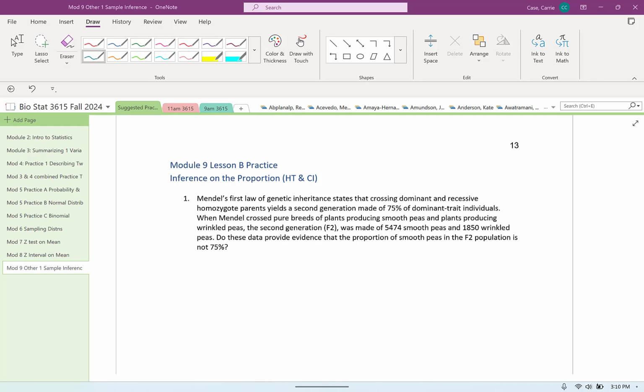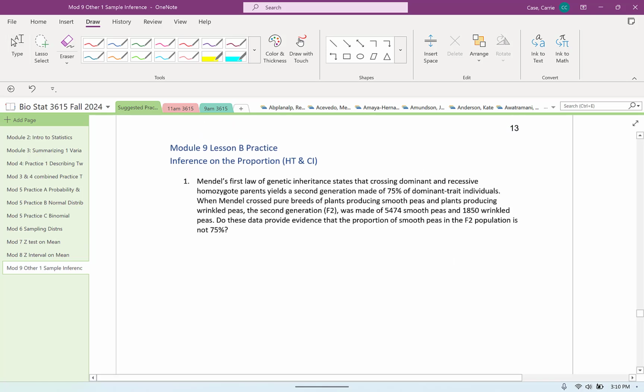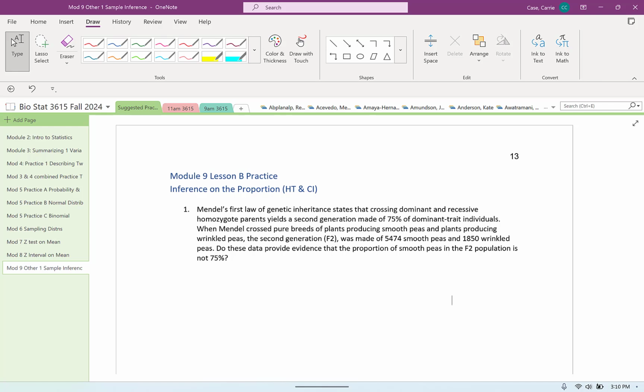All right, so Mendel's first law of genetic inheritance states that crossing dominant and recessive homozygote parents yields a second generation made of 75% of dominant trait individuals. When Mendel crossed pure breeds of plants producing smooth peas and plants producing wrinkled peas, the second generation, F2, was made up of 5,474 smooth peas and 1,850 wrinkled peas. Do these data provide evidence that the proportion of smooth peas in the F2 population is not 75%?